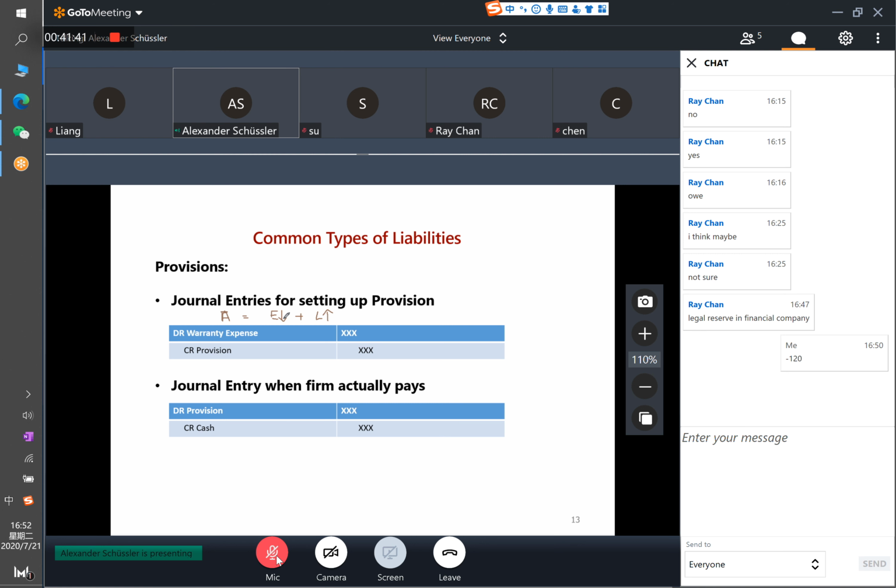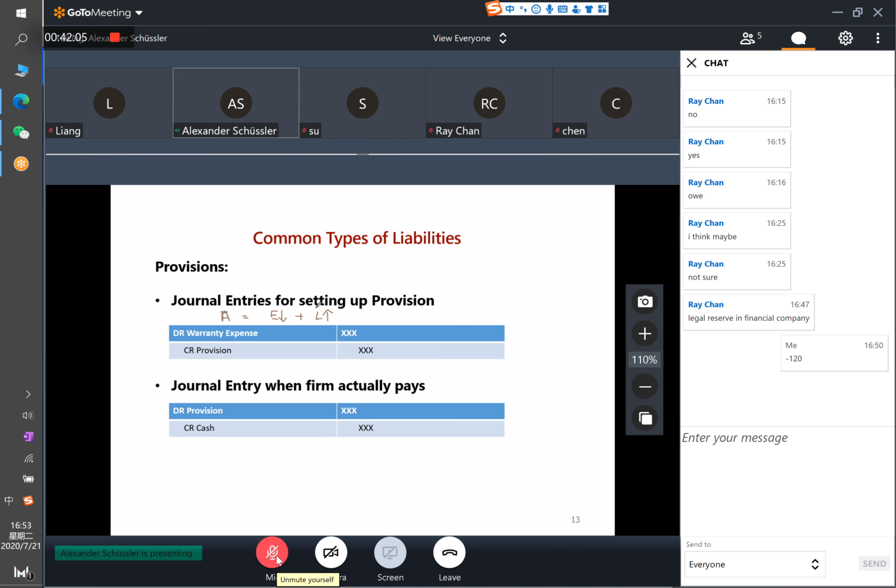Equity goes down because we have an expense. Expenses reduce our net income. Lower net income means lower retained earnings, which means lower equity. Liabilities go up. Why? Because a provision is a liability. When you credit a liability, it goes up.